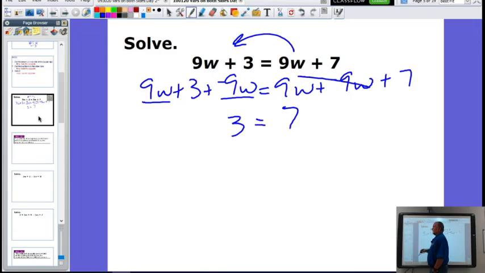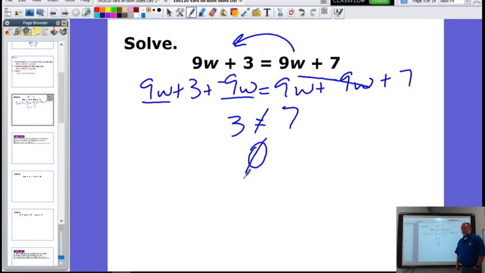So how do I represent that? Our variables were eliminated. They went away. My resulting line is a false statement. So here's what you do if it's a false statement. 3 does not equal 7, so I'm going to put a slash through that equal sign. And then there's two types of things that you write on a question like this. One, you say that the solution is the empty set, and that's the symbol for the empty set.